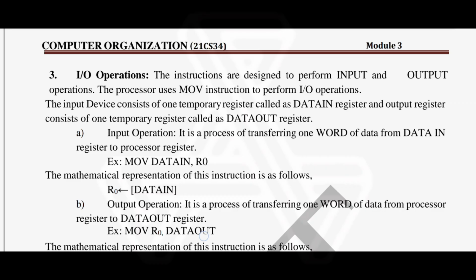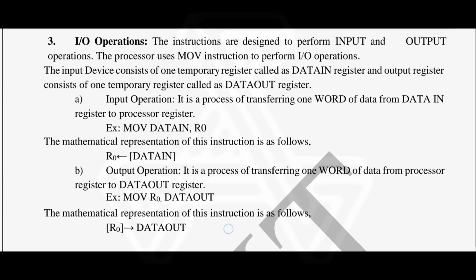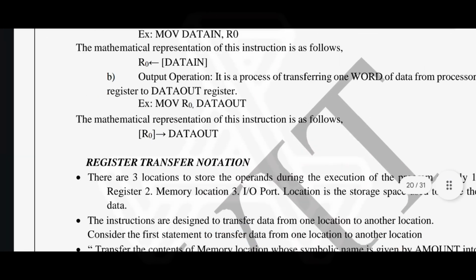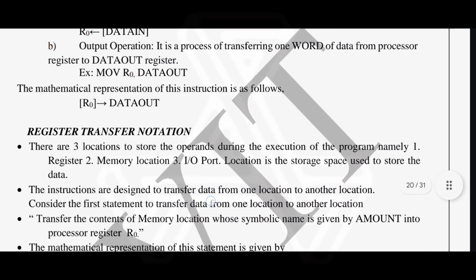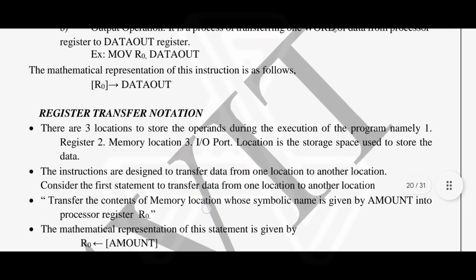Input operation is the process of transferring one word of data from the data in register to a processor register. The mathematical expression is R0 is data in. Output operation is the process of transferring one word of data from the processor register to the data out register: move R0 to data out. The mathematical representation of this instruction is R0 to data out.